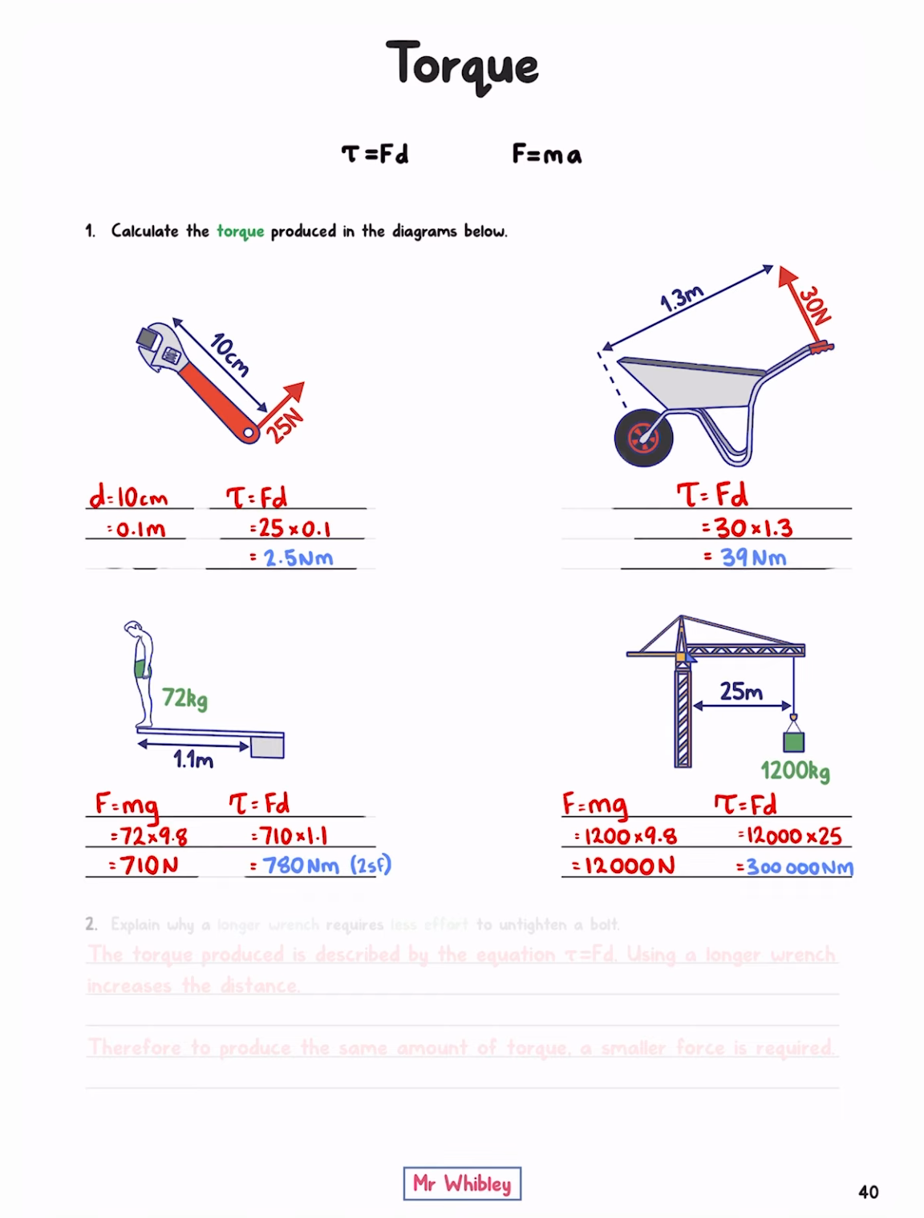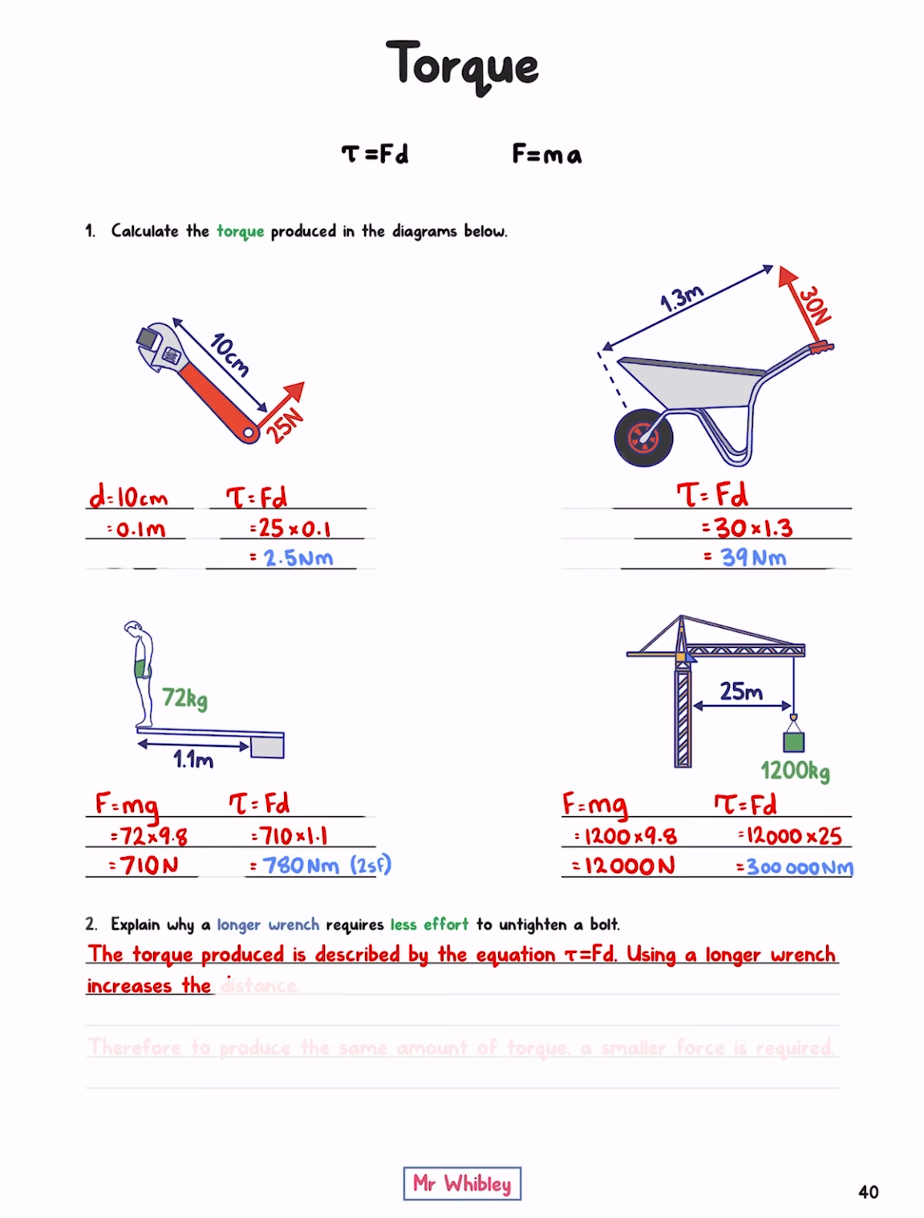Question 2. Explain why a longer wrench requires less effort to untighten a bolt. The torque produced is described by the equation torque is force times distance. Using a longer wrench increases the distance. Therefore, to produce the same amount of torque, a smaller force is required. And so looking at our equation, if we have the same amount of torque, if we increase the distance that we're applying the force, we can see that our force will decrease.